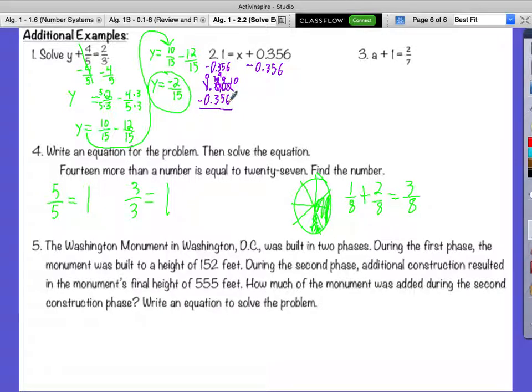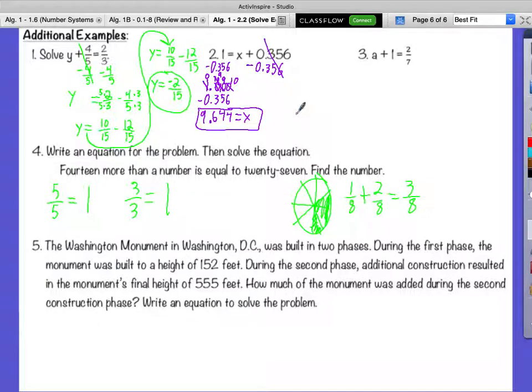Now, what is 10 minus 6? 4. 9 minus 5. 4. 9 minus 3. 6. And this decimal stays the decimal. We keep that in line. What's 9 minus 0? 9. So we end up with 9.644 equals x, and we said 0.356 minus itself is 0. We don't have to write it. And that ends up being our answer.